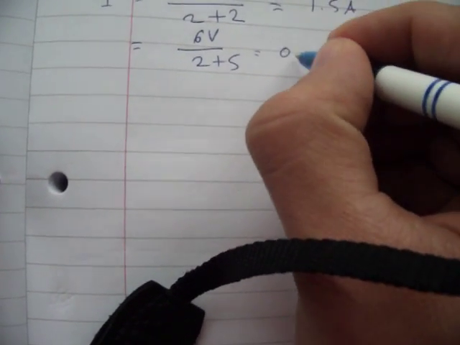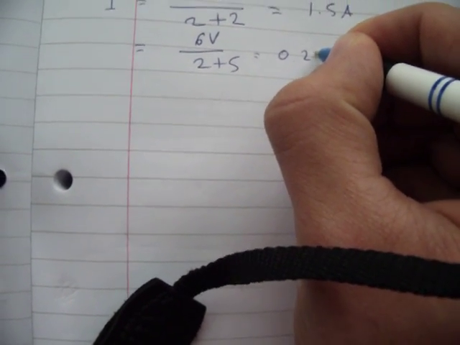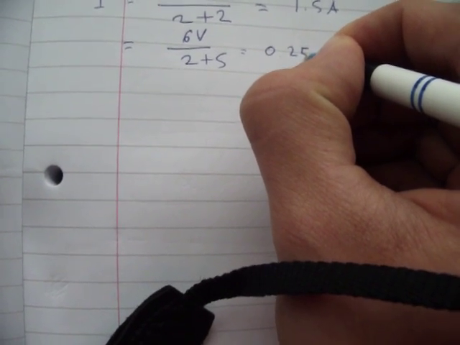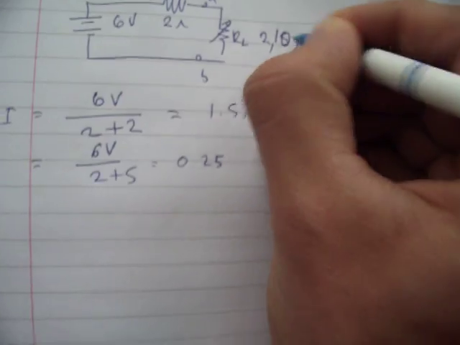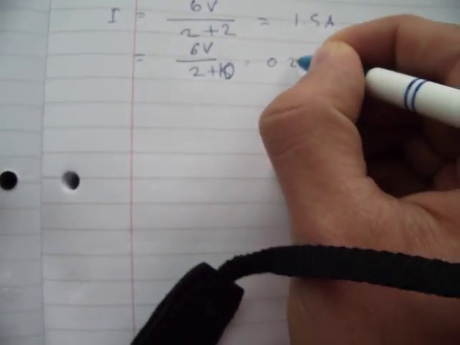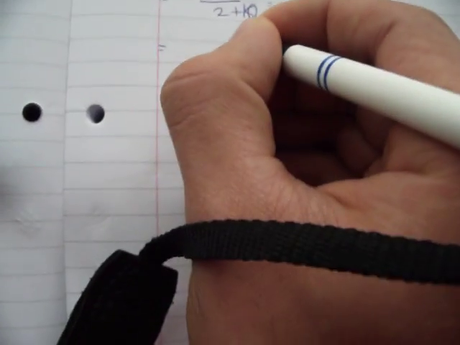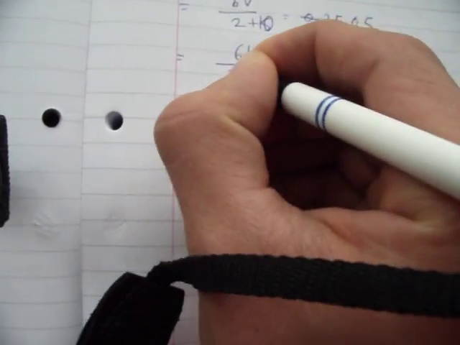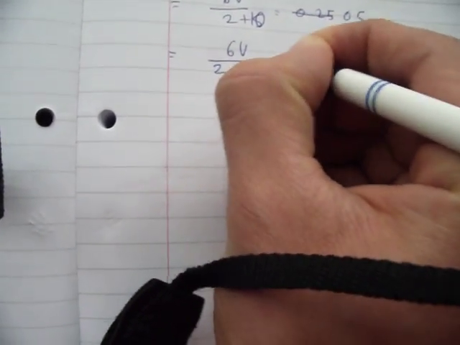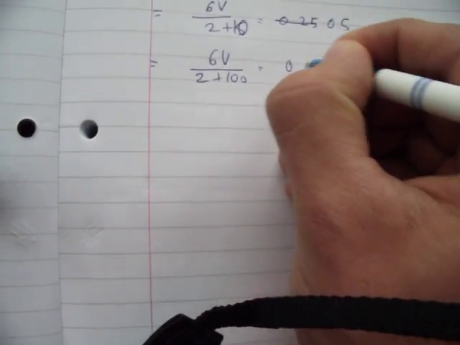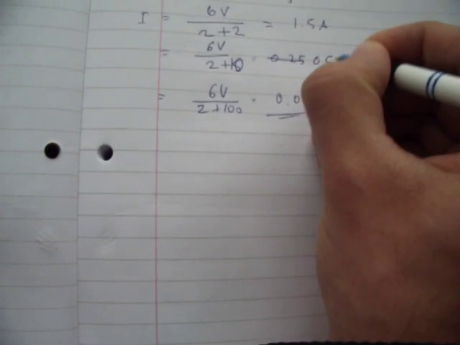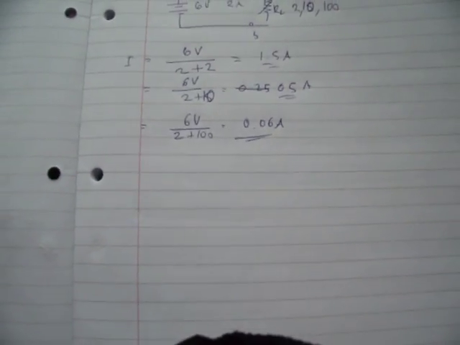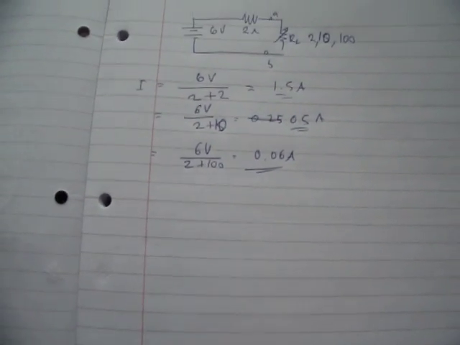So it is 0.25, I think. Let's do it for 10. I need a calculator. Which is 0.5, yeah. And for 100 it is 2 plus 100, which is 0.6 amp. So we have done everything for this exercise.